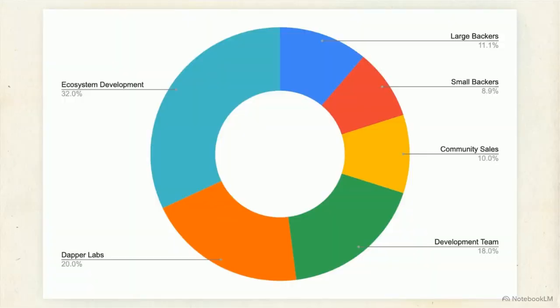We also have to check wallet distribution. This chart shows a token breakdown where large allocations are heavily concentrated among development teams and major backers. If insiders hold too much of the supply, they have the power to easily manipulate the market price.